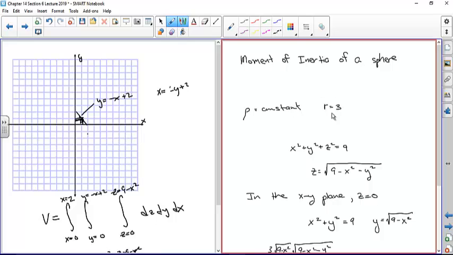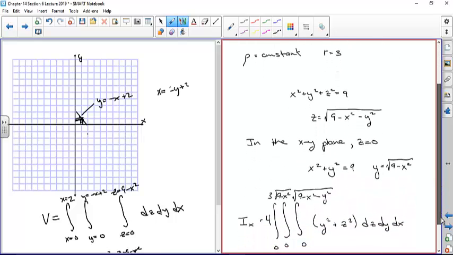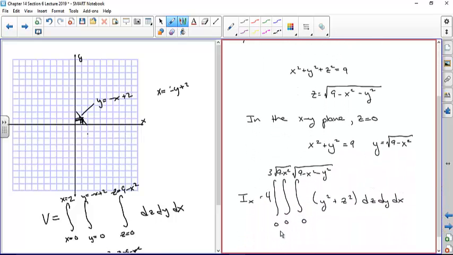We're going to have a sphere with a radius of 3. So the sphere of radius 3 in Cartesian coordinates is x squared plus y squared plus z squared equals 9. If we solve for z, then we get z equals the square root of 9 minus x squared minus y squared. And if we let z equal 0 in the xy plane, we get a circle of radius 3: x squared plus y squared equals 9. And you can solve explicitly for y. y is equal to the square root of 9 minus x squared. And then x would go from 0 to 3.